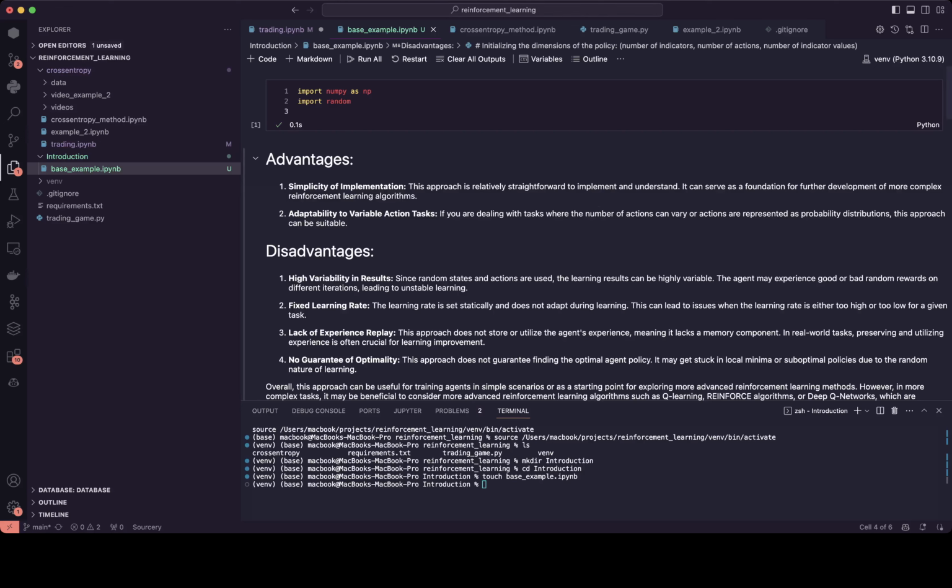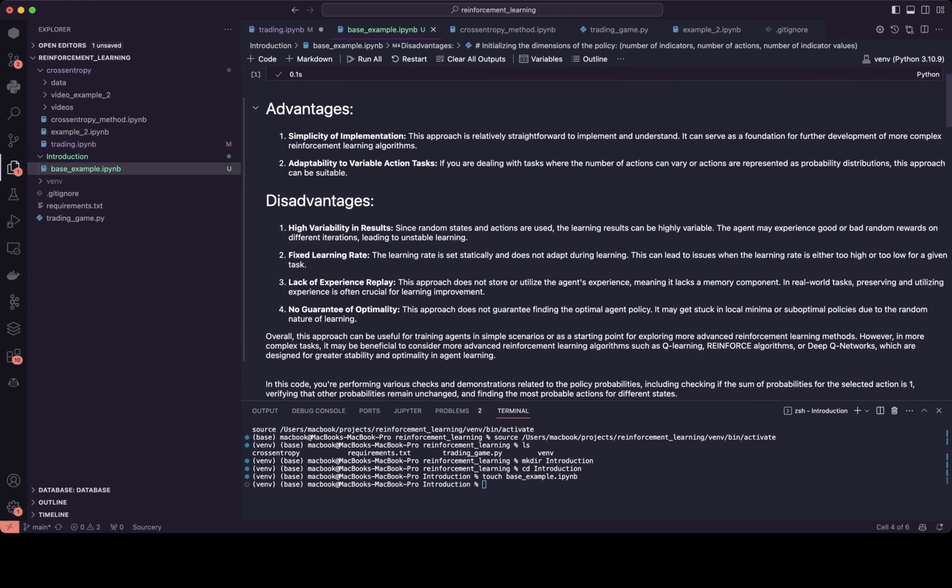Hey guys, let's continue talking about reinforcement learning. So I create a new Jupyter notebook. It will be a base example. It is very important to understand how a reinforcement learning algorithm is working.